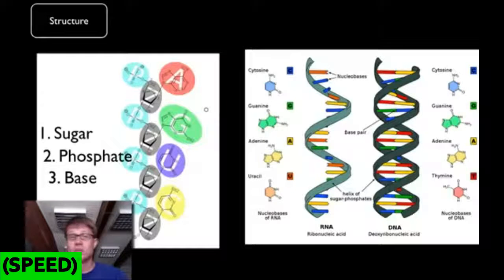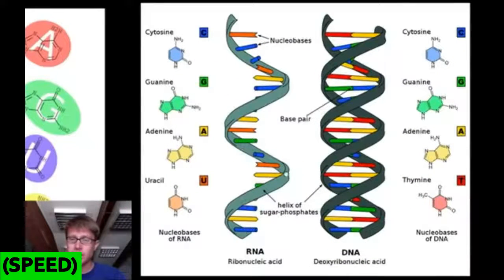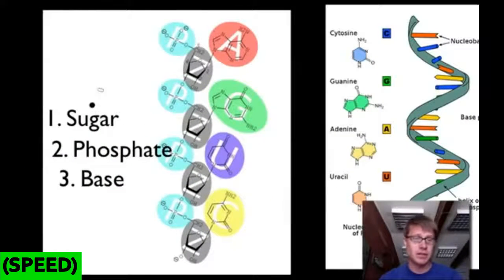So now let's talk about the structure of DNA and the structure of RNA. This would be RNA on one side, and this would be DNA on the other. The one thing that jumps out is that RNA is a single helix and DNA is a double helix. But if we look at the structure of both of these, which are called nucleic acids, they're mostly made up of just 3 parts.